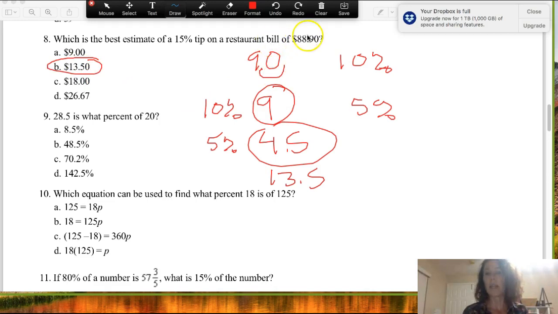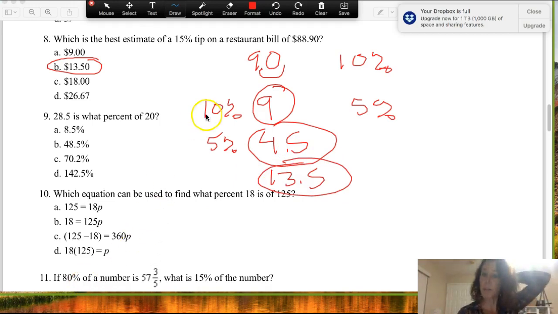So once again, round this to about 90, find 10% of it, that's 9 bucks. Well, you really want 15%, so find half more of that. Take your 9 bucks and divide it in half, and you get 4.5. So there's your extra 5%. So 10 and 5% together is your 15%. And that's how I would do that in my head.